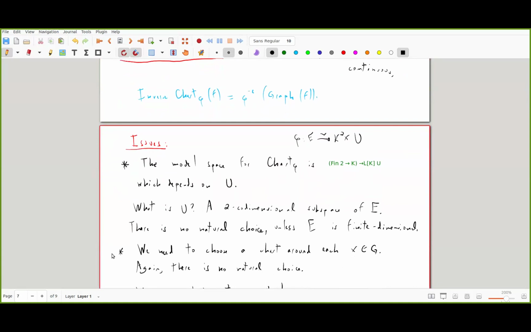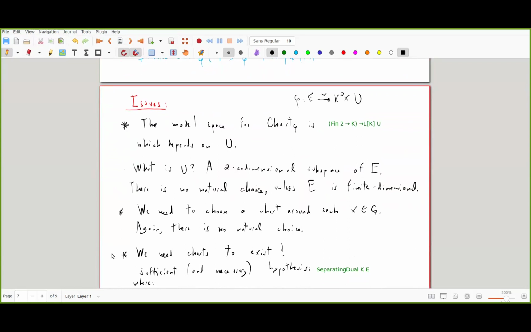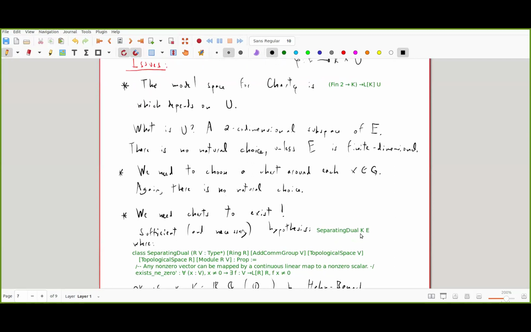And the third issue, which I didn't mention until now, because I was pretending that we are finite dimensional, is that you need charts to exist. So you need to have two codimensional subspaces of E, and that is not always true. Of course, if you're finite dimensional, it's true. And actually a necessary and sufficient hypothesis for that is for the continuous dual of E to separate points. So you need to put this separating dual instance on E.